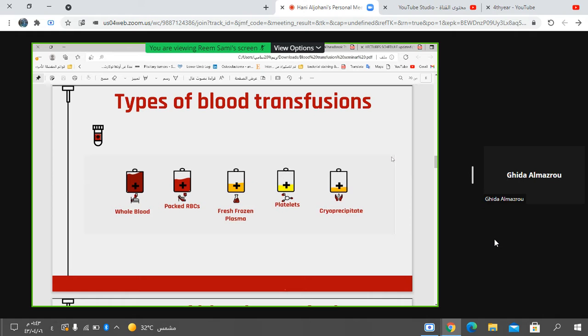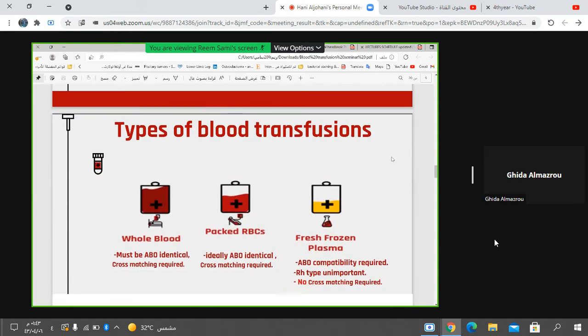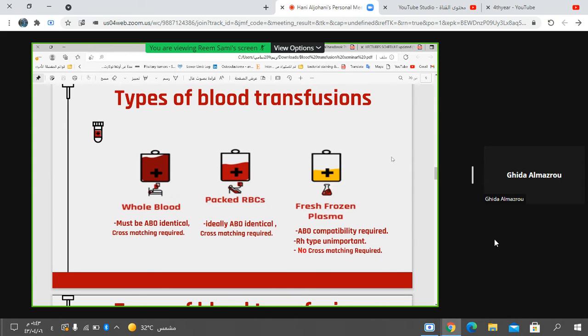Okay, now with the types of blood transfusion, Reem will talk about the indication, but we have whole blood, packed RBCs, fresh frozen plasma, platelets, and lastly, cryoprecipitate. Next slide. Reem will talk about their indication, but I will mention the test needed for each type. With whole blood, ABO must be identical and cross-matching is required. Same with the packed RBCs.